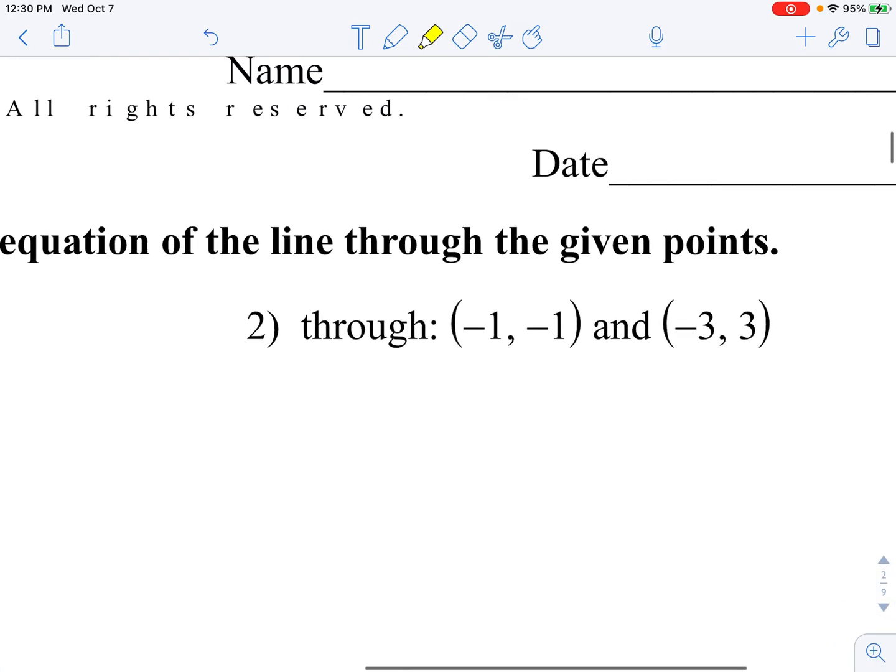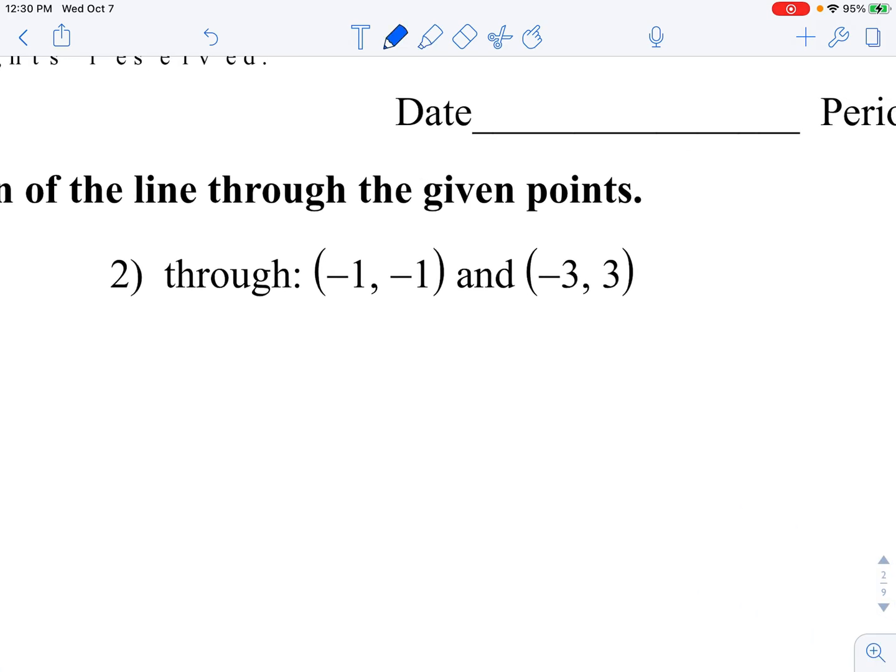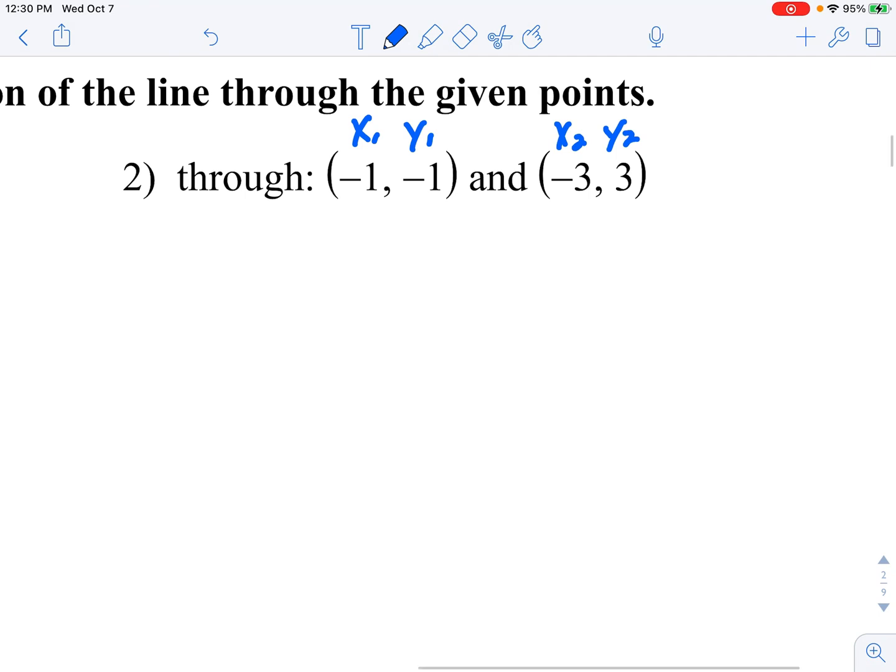All right, so number 2. Before I start, I'm going to just label things. You don't have to, but it's a good practice. So x1, y1, x2, y2. Just like yesterday, our final answer is going to be y equals something times x plus or minus something else. So leave a blank in front of x. We're going to need to fill in that blank with a slope and then calculate the intercept that goes there.